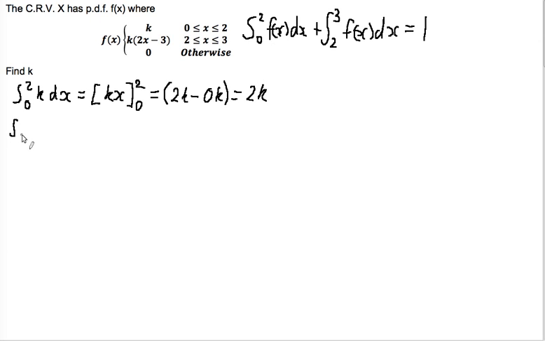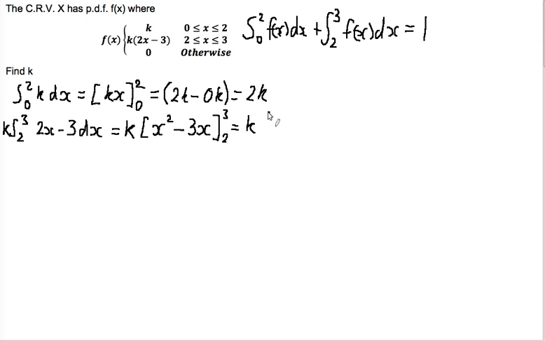So I'm now going to integrate f of x between 2 and 3. This time, because I've got a function inside, I'm going to take the constant k outside so I don't have to worry about it. I'm just going to focus on integrating the function 2x minus 3. 2x becomes x squared, because 2x divided by 2, the 2's cancel, which is nice. Then minus 3 is just a constant, so it becomes minus 3x. And we integrate this between 2 and 3.